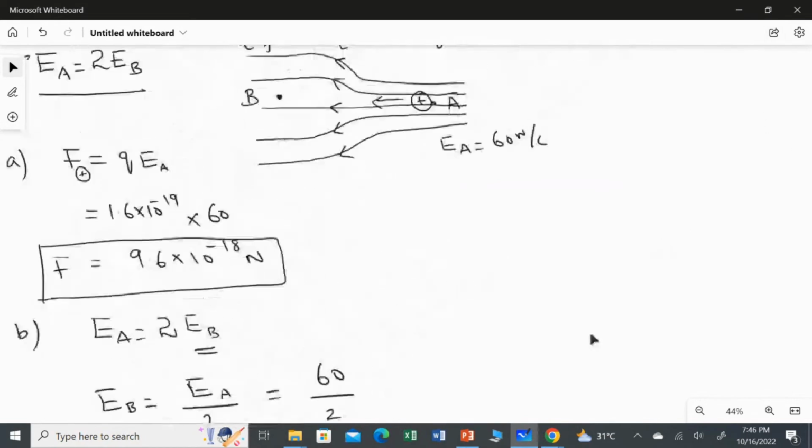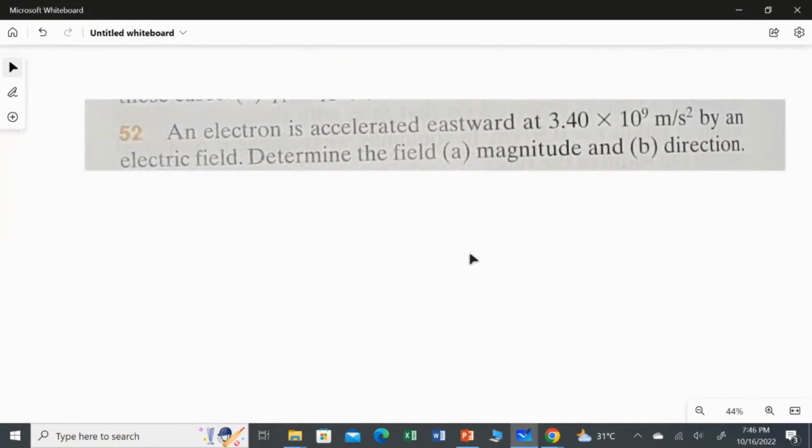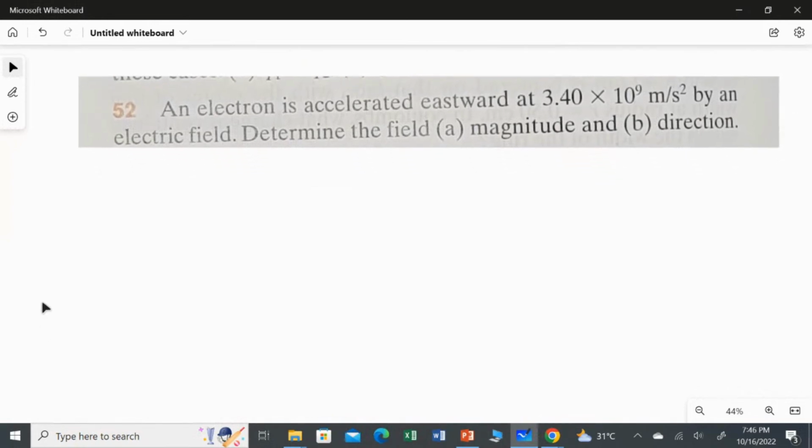Okay. Third question. An electron is accelerated eastward at 3.4 multiplied by 10 to the power of 9 meter per second square by an electrical field. First of all, I'm going to draw the directions. As we already know, this is north, this is south, this is east, this is west.